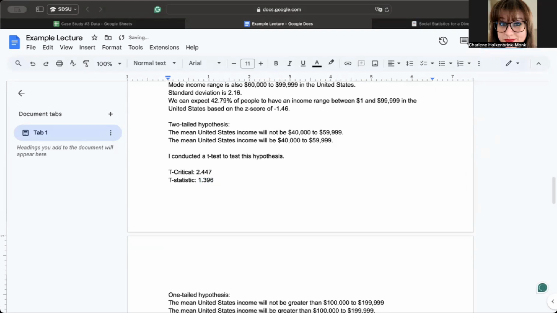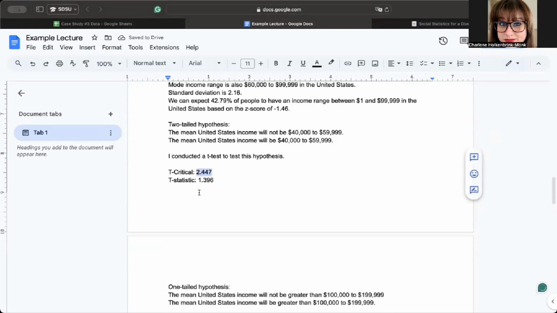If your T statistic is larger than this value, that means that you will reject your null hypothesis. If this is less than, you will fail to reject your null hypothesis. So in this case, I would write, because the T statistic is less than the T critical value, I fail to reject the null hypothesis.